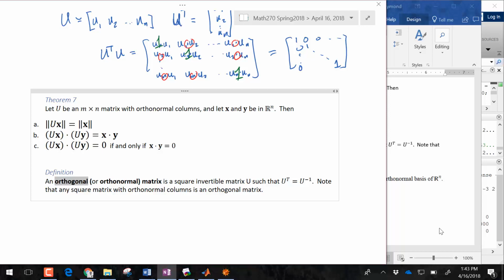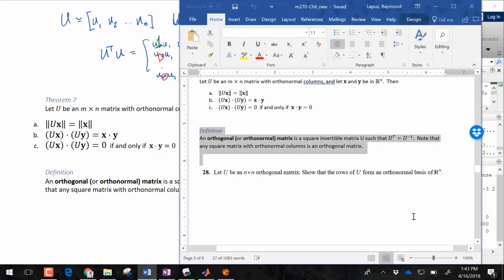I don't know why. I think it's just that when people talk about matrices, they jump the gun on this.